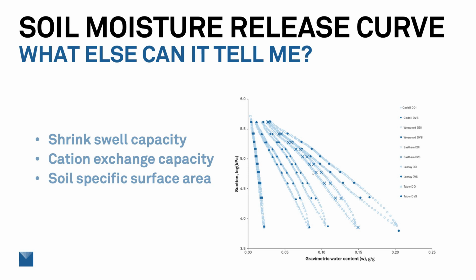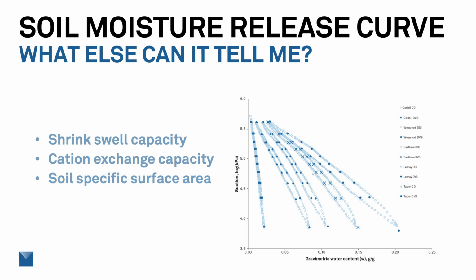So we can look at the slope of the dry end of the soil moisture release curve and see that a soil with a steeper slope on the dry end has a much lower shrink swell capacity than, say, a soil on the very right here that has a more gradual slope and a much higher shrink swell capacity. There are tools available to take these slopes and actually categorize the shrink swell capacity of these soils. There's work that's been done on that for a long time and continuing work that's going into that.